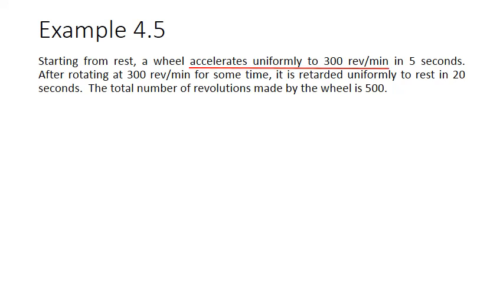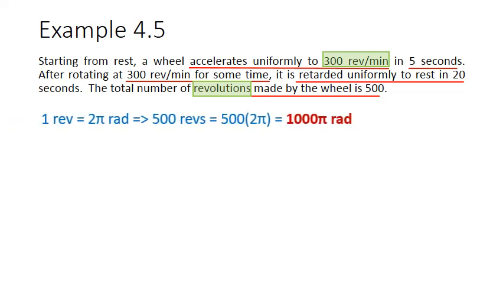So the wheel accelerates uniformly to 300 RPM in 5 seconds. After rotating at 300 RPM for some time, it retards uniformly to rest in 20 seconds. So the total number of revolutions, that means the angular displacement made by the wheel, is 500 revolutions. First and foremost, we notice that there are two non-SI units, RPM as well as revolutions, so we need to convert them to SI units.